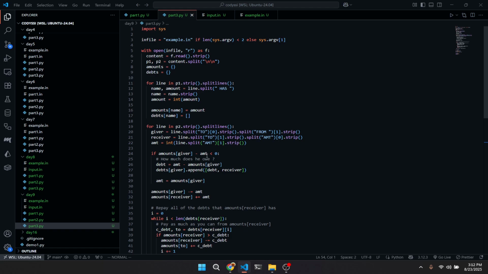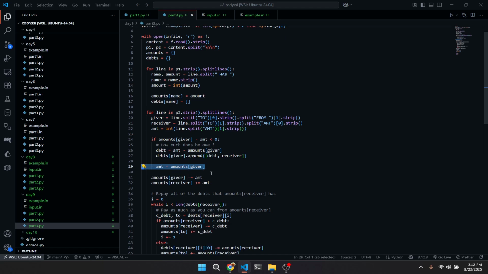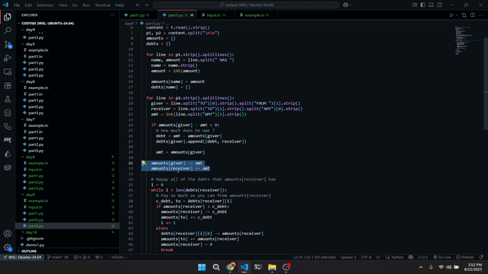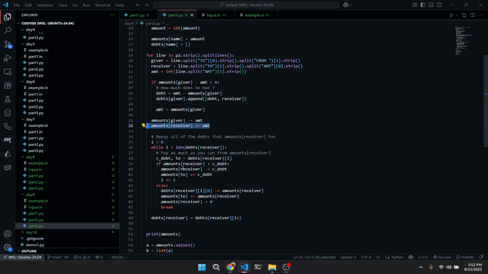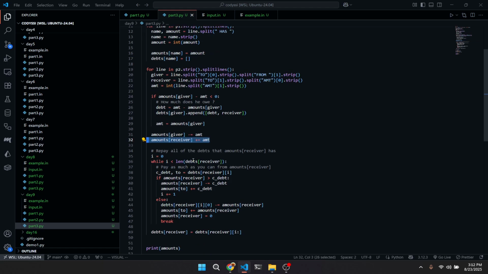So let's say that he can't pay all of it, right? Well, if this is 20 and this is 30, then he owes 30. So that's at giver, we append that, essentially the debt, so he owes 10 to the receiver, and then amount is how much we're going to pay right now, right? So the receiver receives that, and then repaying that essentially goes like this.